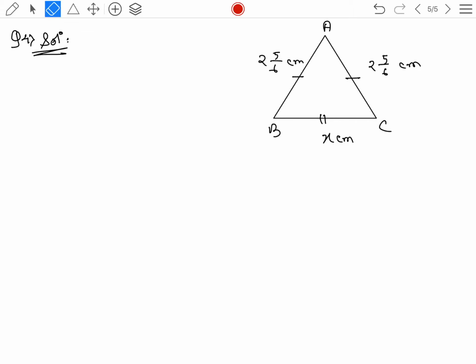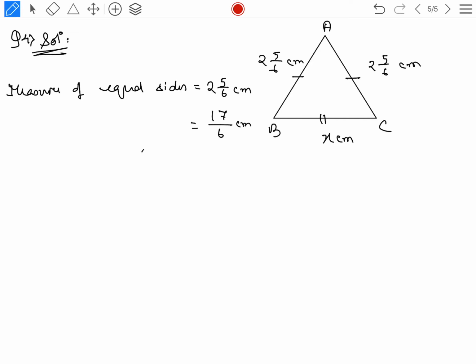Now see, how will you write? We need to make the question look proper. First you will write: measure of equal sides equal to 2 5/6 centimeter. 2 5/6 centimeter means 6 2s are 12, 12 plus 5 is 17/6 centimeter. Understood? So leave the diagram this side. The diagram is not required to draw. This is for your understanding only.